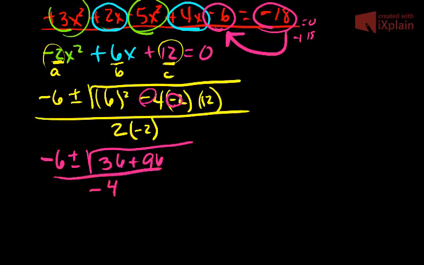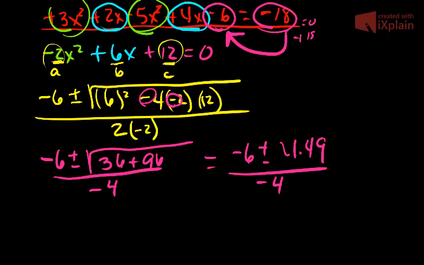If you go ahead and figure out what 36 plus 96 and then the square root of that is, you're going to get minus 6 plus or minus 11.49. If you don't believe me, you can check it out yourself. Give it a try on your calculator. Now the next thing we have to do, you notice we have two situations: a plus situation and a minus situation. So we literally have to take minus 6 plus 11.49 and minus 6 minus 11.49 and then divide each one of those by minus 4.